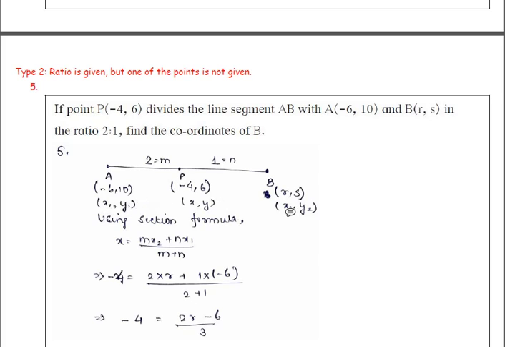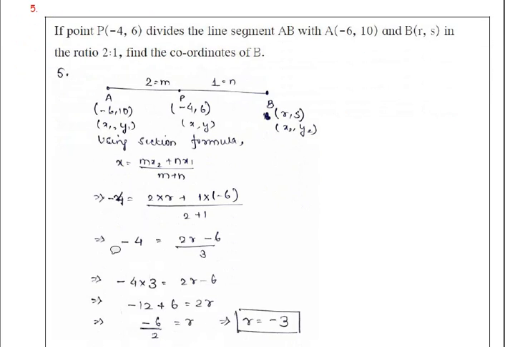x1, y1, x2, y2, x, y, m का value 2, n का value 1. ये सब put करते हैं and then let's use the section formula. So I use the section formula for x. I put back all the values. Difference क्या होगा? x2 के जगह पे सिर्फ r आएगा, बाकी सब values तो आप put कर सकते हैं. So you can pause the video, check the calculation.